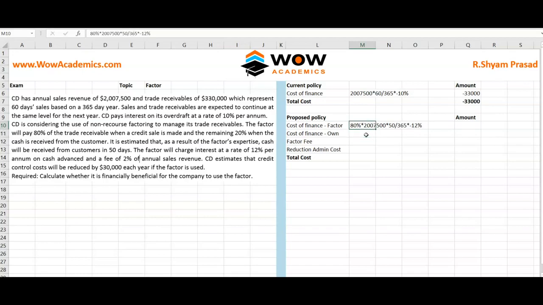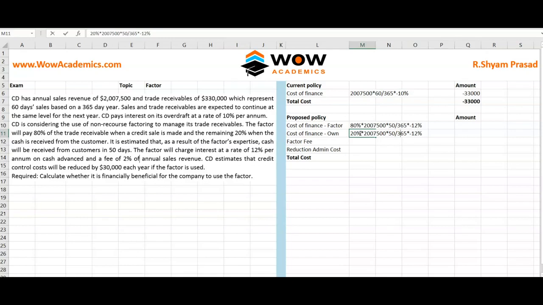The balance 20%, should we take care of it or will he take care of it? The answer is he will take care of it, because whether the customer pays or doesn't pay, he will pay us this amount. But the thing is, this 20% balance amount, he won't pay it immediately from his pocket. He will wait and he will pay in the 50 days time.